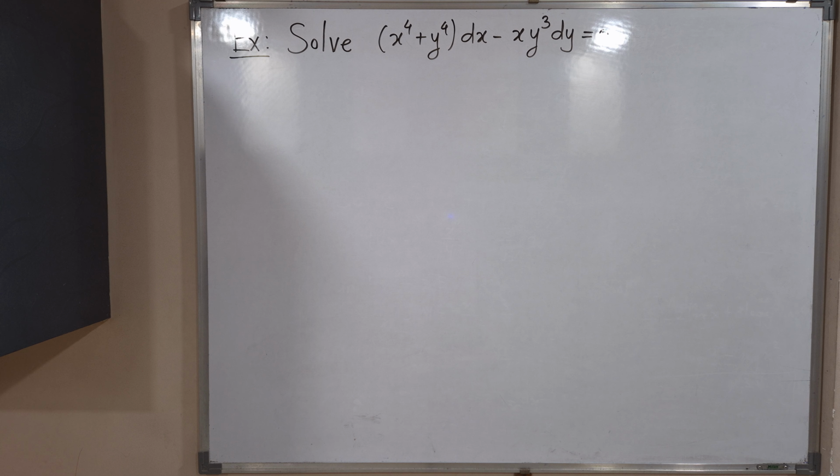And rule number 4 is: the given differential equation should be homogeneous. To be homogeneous, that means the power of each term must be the same.